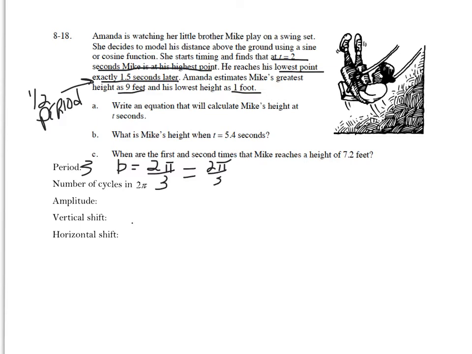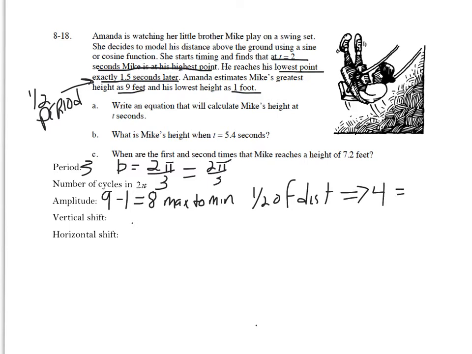Amplitude. Well, 9 feet, the highest point, minus 1 foot equals 8 feet from max to min. Therefore, take half of that. If you take half of that distance, you get an amplitude, or A, equaling 4. And our vertical shift.